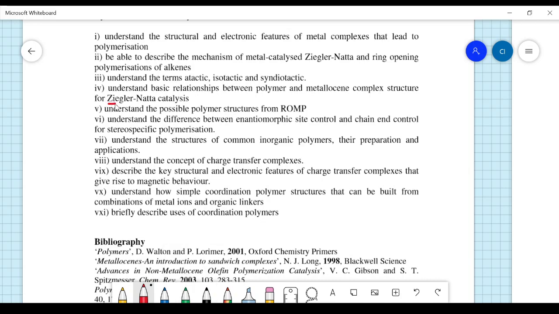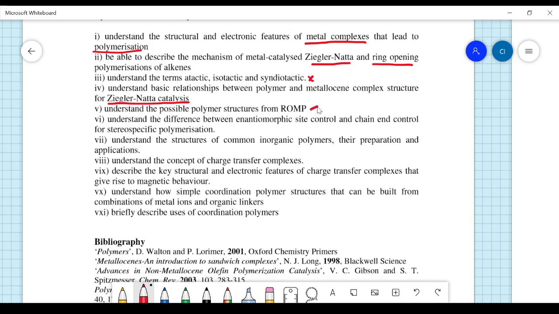Here this one is there. So Ziegler-Natta catalyst. I think you have had this. And this subject should contain everything about the metal complexes that lead to polymerization, and I should be able to describe the mechanism of catalyzed Ziegler-Natta catalyst, ring opening, and sometimes like atactic, isotactic, syndiotactic. This is not in your syllabus, but it must be there. It should have been there.